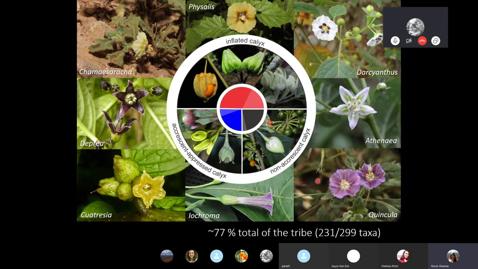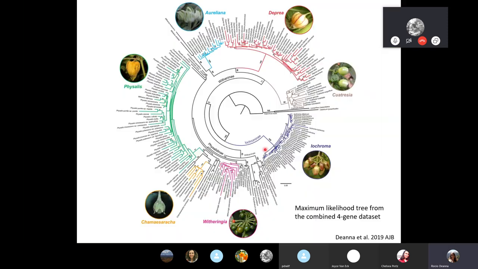Something very important here is that we were very careful about including a representative sample of the three states of the fruiting calyx, which are shown with the different colors here, meaning the red, the inflated calyx during the entire presentation, and also in blue, the accrescent appressed calyx, and black, the non-accrescent one. So we sequenced four DNA regions to perform the phylogenetic reconstructions with maximum likelihood and Bayesian inference.